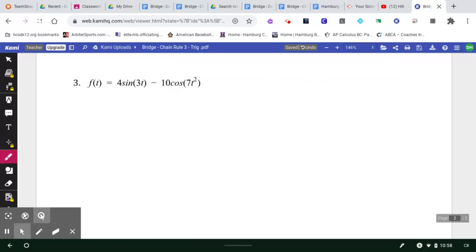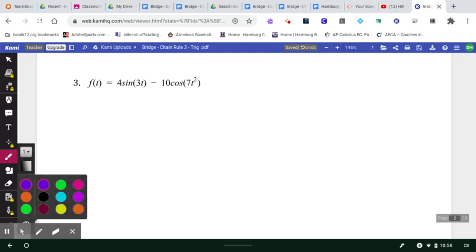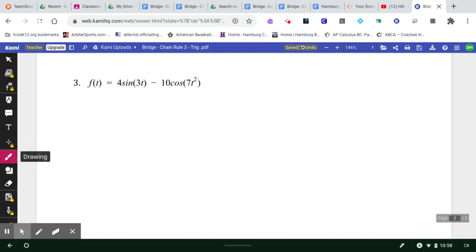All right, let's take a look at this one. We've got 2 pieces. All we're saying when they're separated by a plus or minus sign is we're just going to attack them separately. No big deal. So let's start with this first piece. This is just a 4, so it's a coefficient, not a product. And I see sine of 3t.